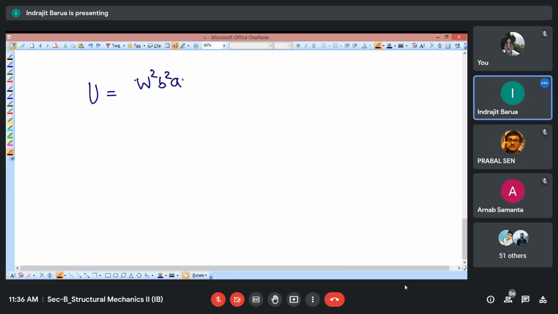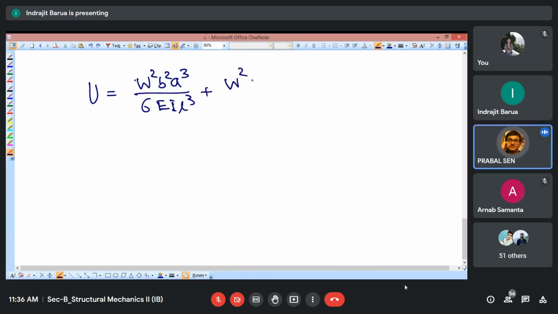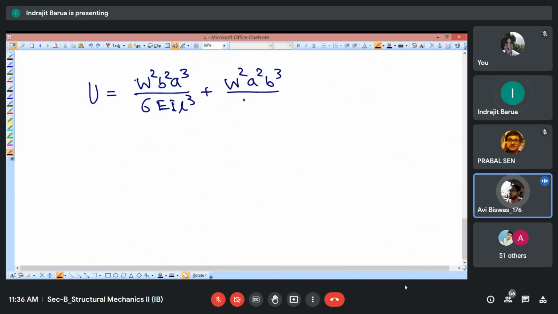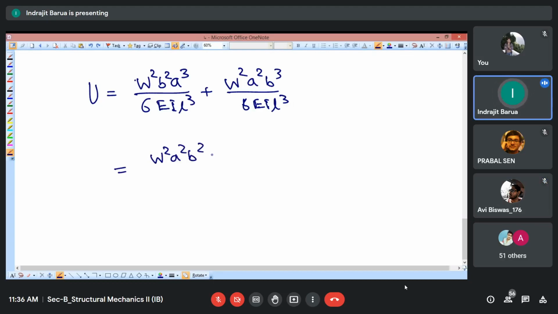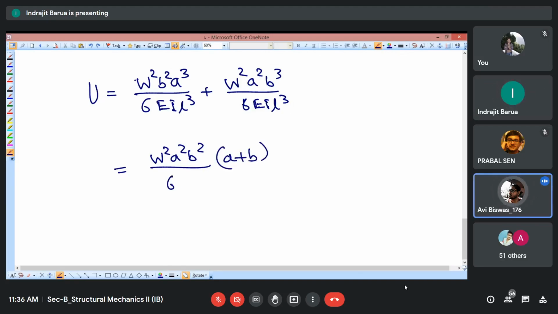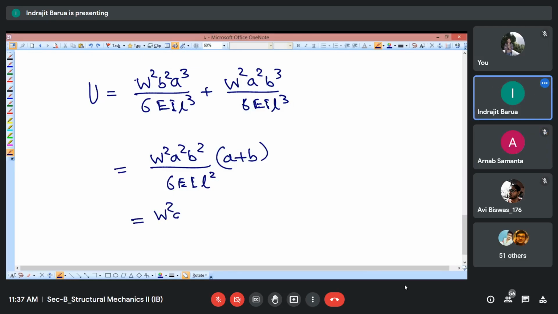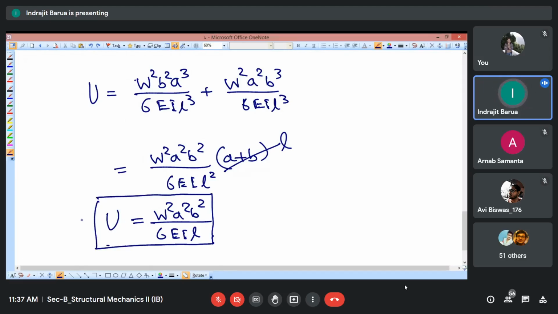One by 6 here. Sir, A square B square commonly. Take W square A square B square common, A plus B by 6EI L cube. A plus B becomes the whole A, which is L, so the L and L cancel, so 6EI L. Yes sir. Okay. Now see, this is the strain energy.